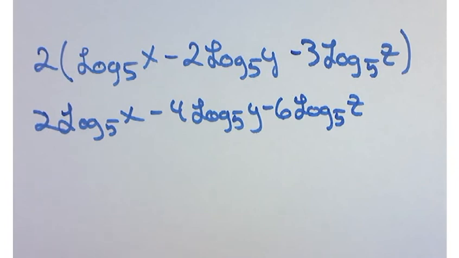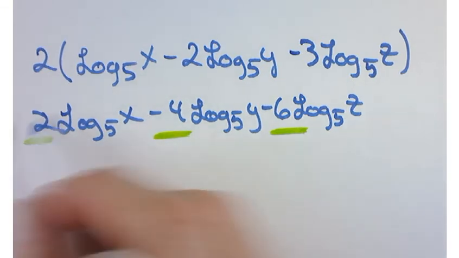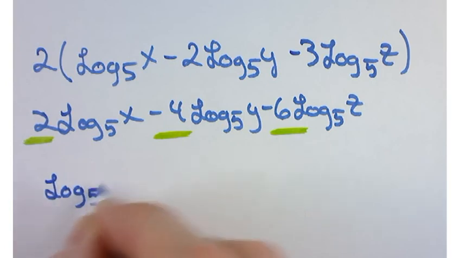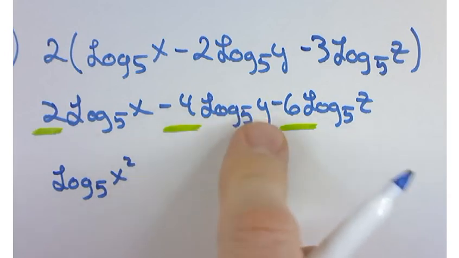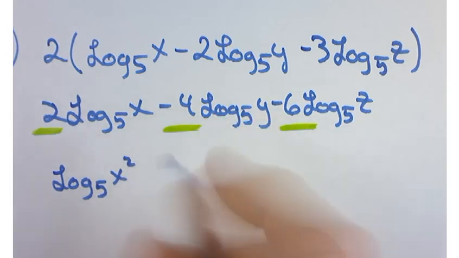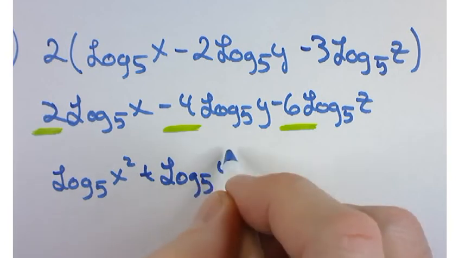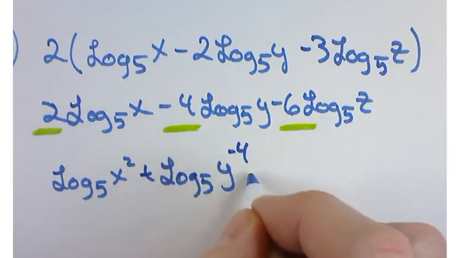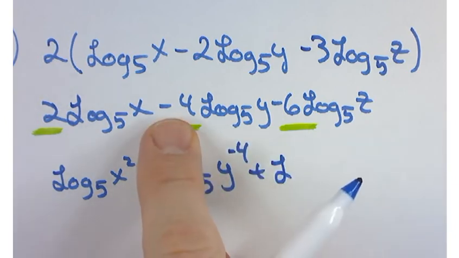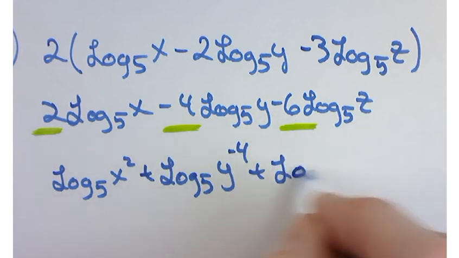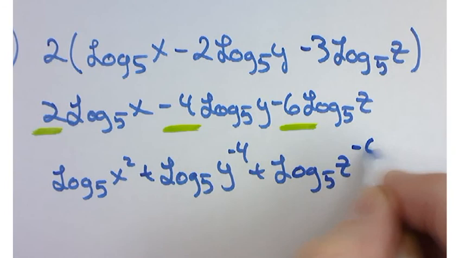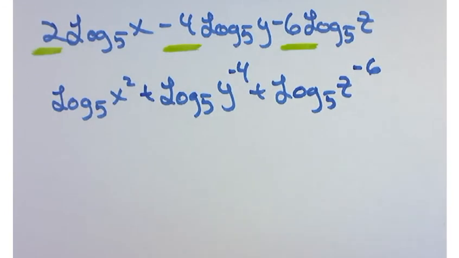Before I use any of my power rules or quotient rules, I've got to get rid of the coefficients. And here's where I'm going to do something a little different than a lot of my colleagues. Here I'll bring up the 2, so log base 5 of x squared. But here, in addition to bringing up the 4, I'm also going to bring up the negative. So it's going to become plus log base 5 of y to what power? Negative 4. Plus. So I'm getting rid of the negative and the 4. And likewise here, I'm going to get rid of the negative and the 6. Log base 5 of z to what power? Negative 6.